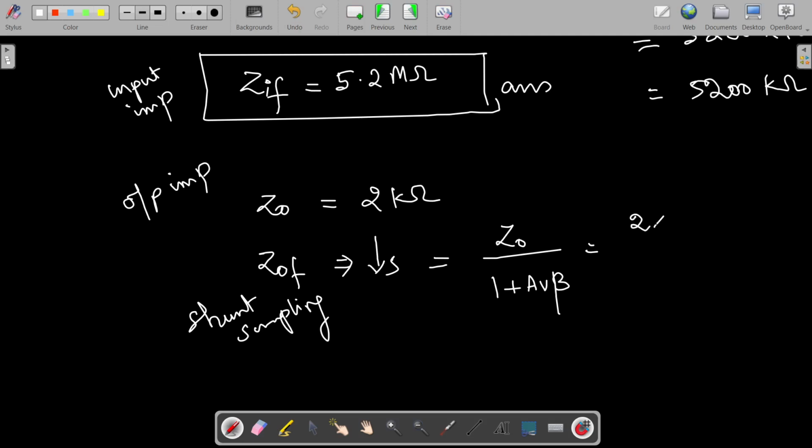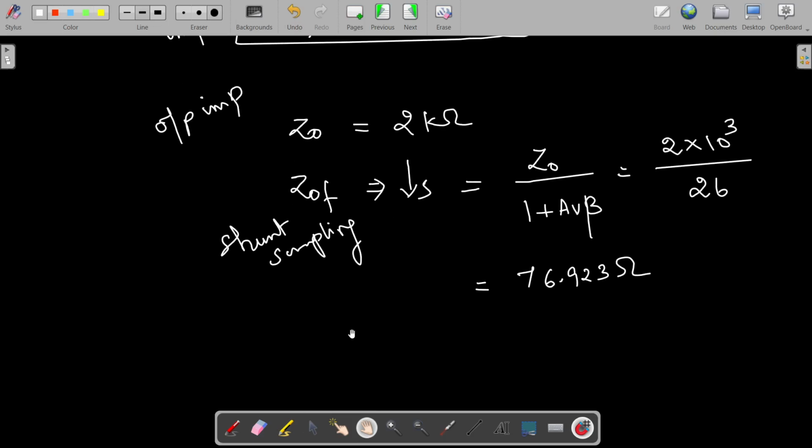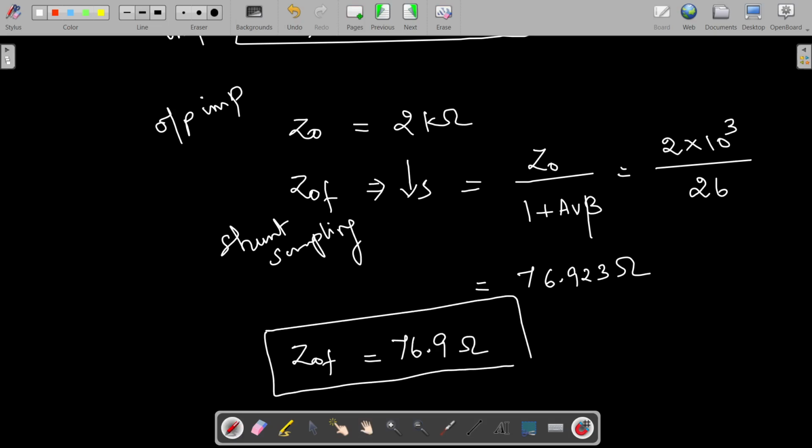Z naught value is 2 kilo ohm, so 2 into 10 power 3 divided by 1 plus AV beta. We already calculated it as 26, that is 1 plus 250 multiplied by 0.1. So this value is equal to 76.923 ohms. It is getting reduced from 2 kilo ohm, and becomes almost 77 ohms. Z naught F is equal to 76.9 ohms. This is the third parameter we got.